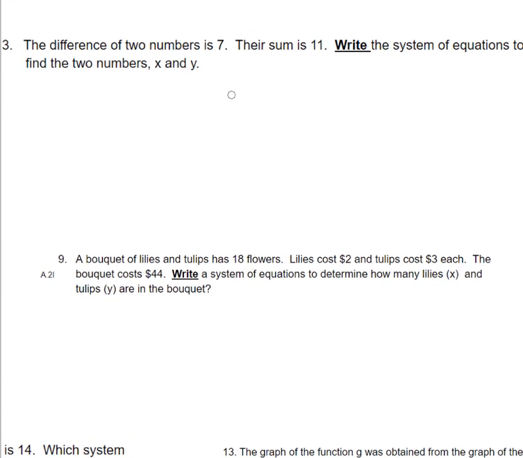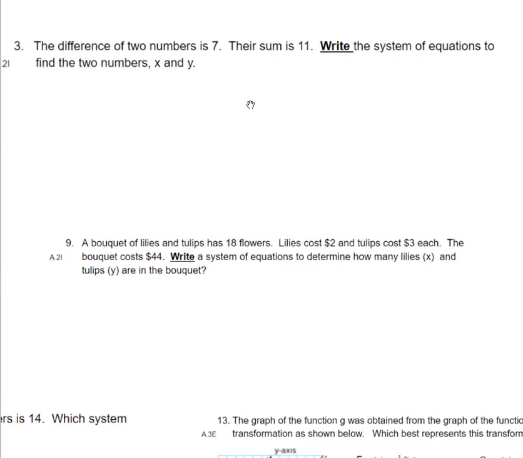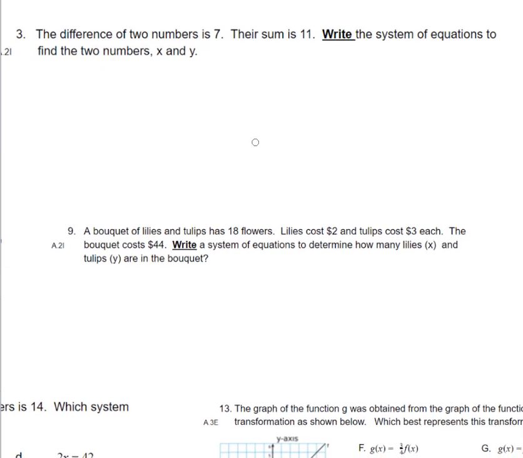Number 3 says the difference of two numbers is 7. Their sum is 11. Write the system of equations to find the two numbers x and y. When you see difference, that means subtraction. They tell us they want these two numbers to be x and y. So if I subtract x and y, it should equal 7. My first equation is x minus y is equal to 7, because they say the difference of the two numbers, those are x and y, is equal to 7.